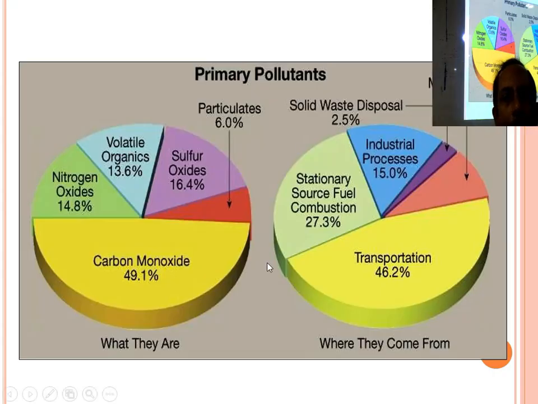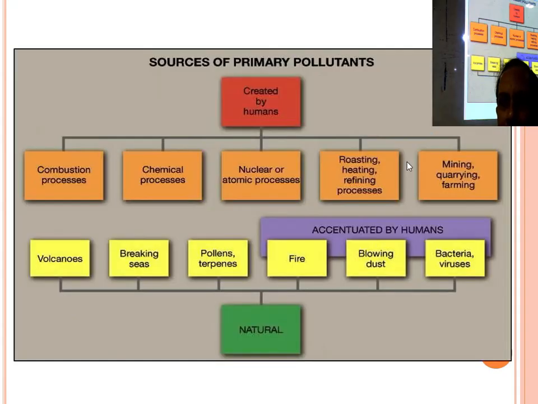So this side, the pollution sources. Transportation, 46%. Stationary sources means factories. Fuel combustion, whenever there is fuel combustion. Industrial processes. And others. Created by humans.